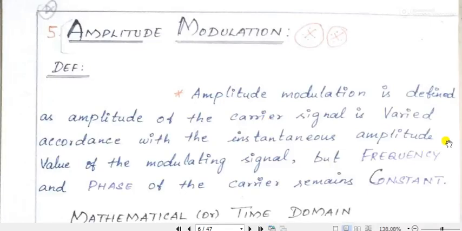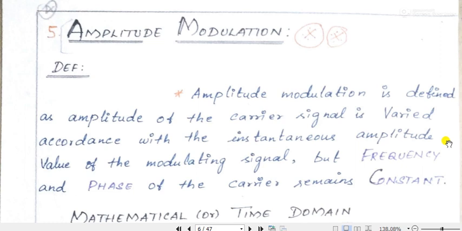Hello students, now we are going to see about amplitude modulation. The outline of amplitude modulation is definition, mathematical representation, frequency spectrum, sidebands, bandwidth, phasor representation, modulation index, percent modulation, calculation of modulation index, advantages, disadvantages and applications.